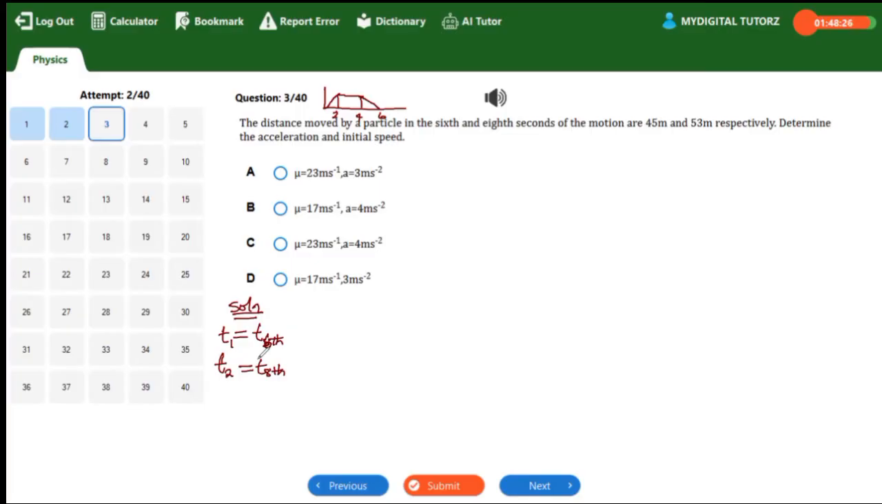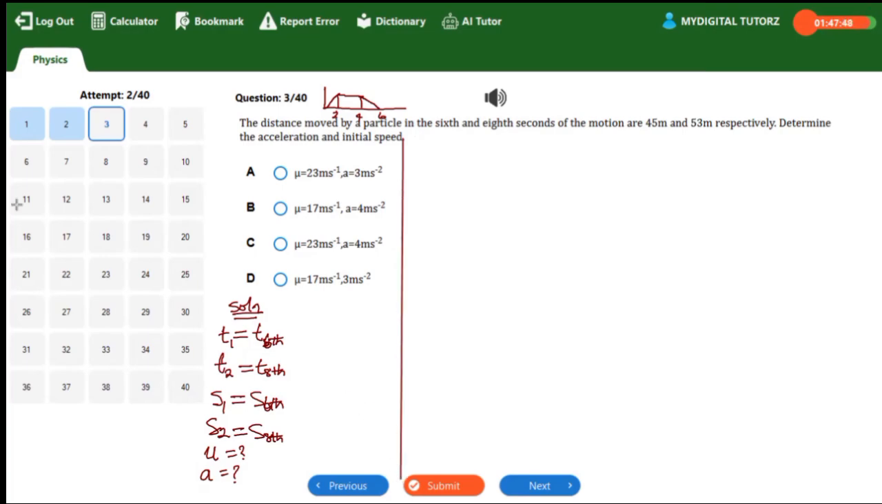Are we clear? And the distance, we can say S1 is the distance at the sixth second, and S2 is the distance at the eighth second. Okay, so something like this, and we have to find U, and we have to find A. So we are given T, S, and we need U, A. So which of the three equations of motion do you think we can apply here? Which of the three equations of motion is appropriate for this type of question? So let's manage our space.